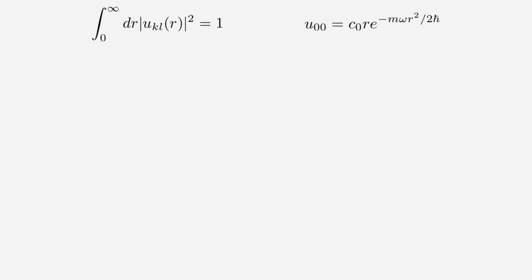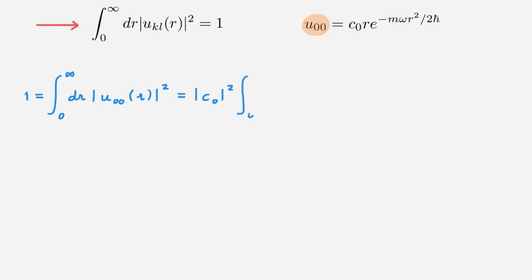At this point, we have to normalize the wave function to fix C0, and we've argued that to do so, we will use the normalization condition on the u function as shown up here. Rewriting it for our case, we get this. And we can now use this expression for u00 up here, and we end up with this new integral.